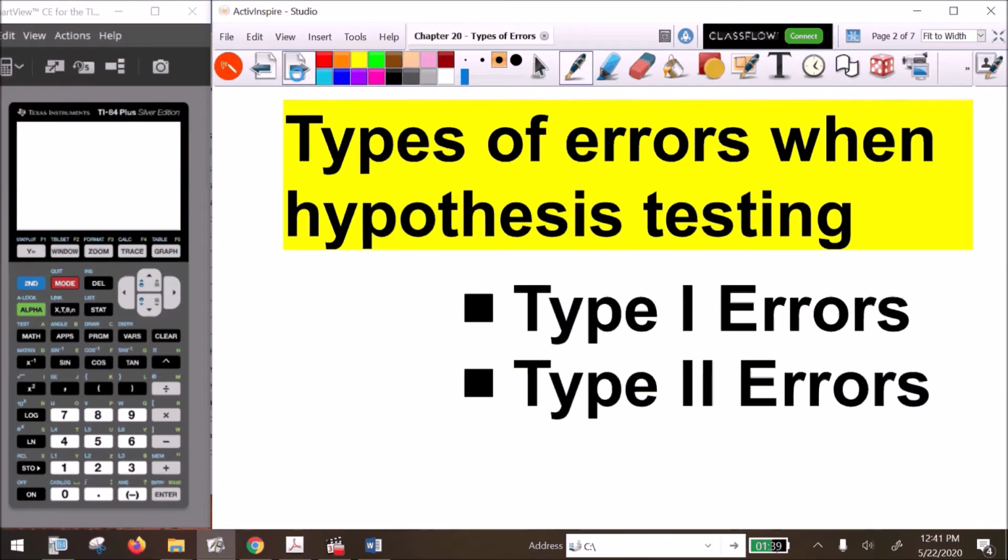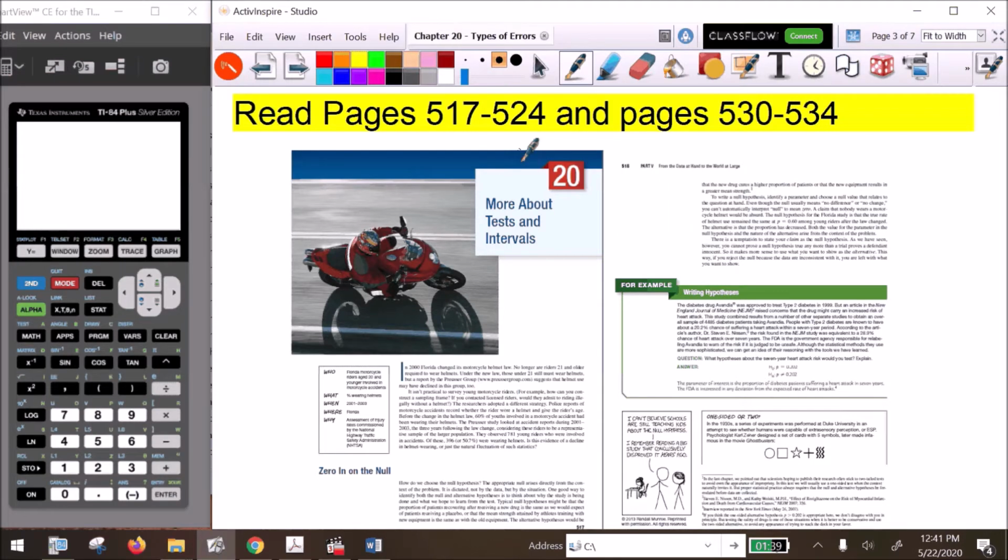But I highly encourage that you read these pages in the textbook. There's a lot of vocab in this chapter that's new. The type 1 and type 2 errors, the power of a test, the effect size, the alpha level and the beta level. All of this is really conceptual and very important, and it'll be much easier for you to understand if you read these pages that I highlighted there.